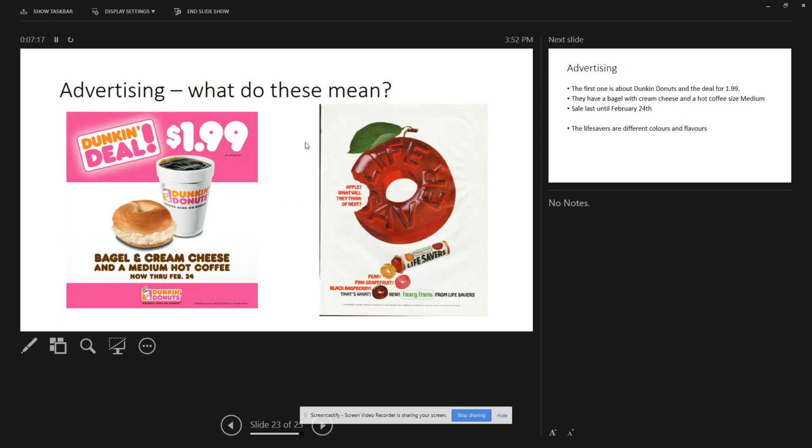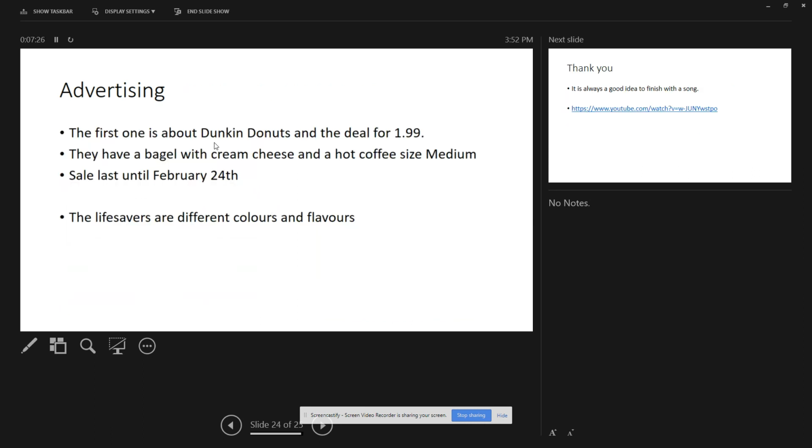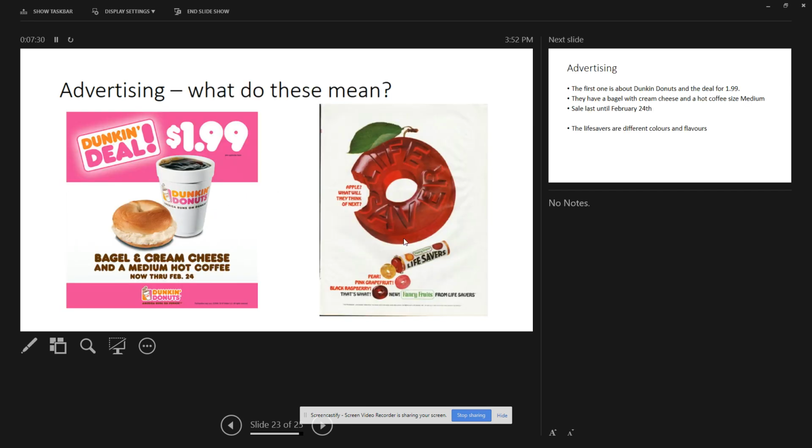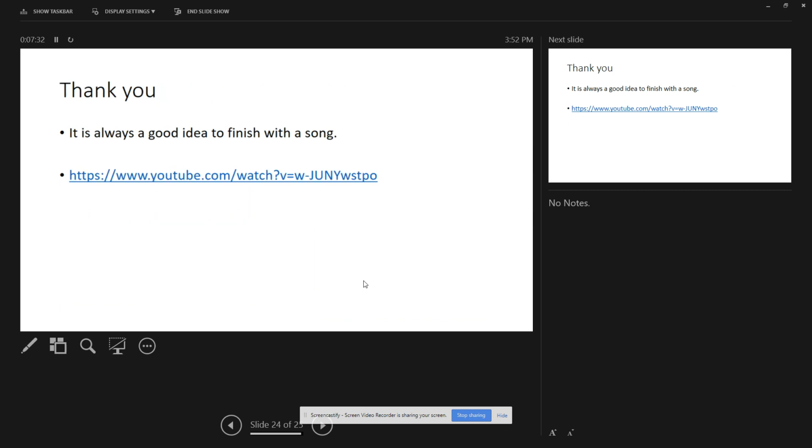And then advertising, what do these mean? So there's a couple of pictures here, and they need to talk about the advertising, okay? So I've just got here, the first one's Dunkin' Donuts, and the lifesavers are different colours and flavours, but you can do all sorts of other things, Matthew.